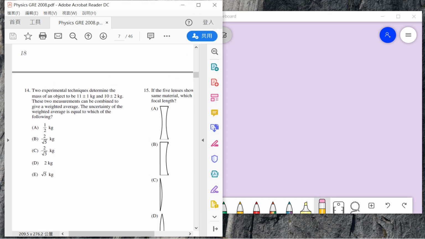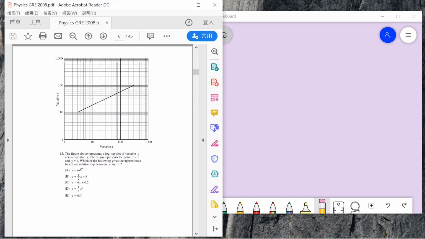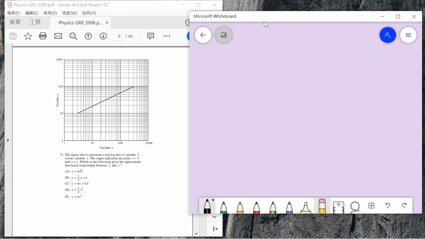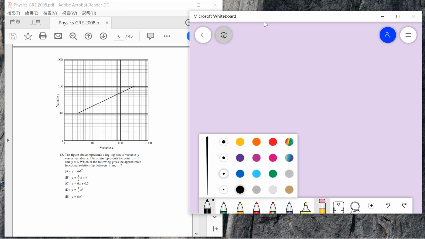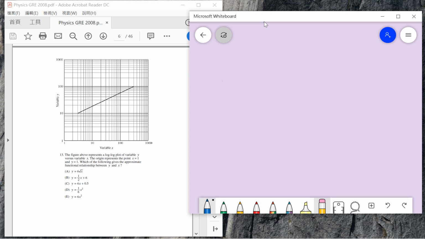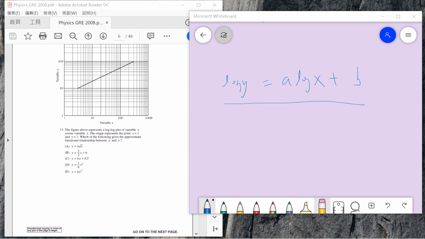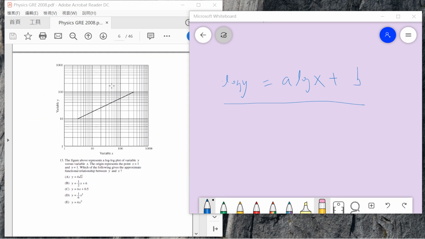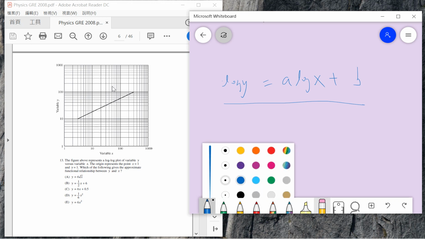So today we keep solving our physics GRE, and we're solving 13. There are multiple ways to solve 13, but I think the easiest way is first you know that this is a line. That means log y is a log x plus log b, some b, because it's a log plot, and on a log plot you see a line. So this is the ansatz you can use.